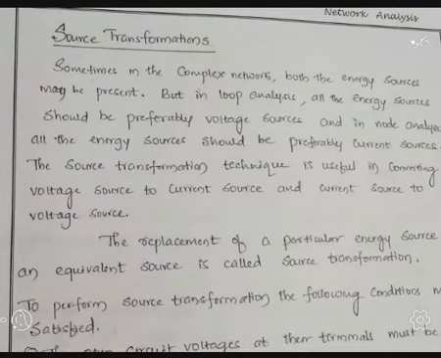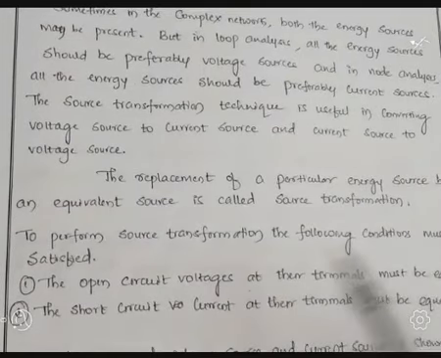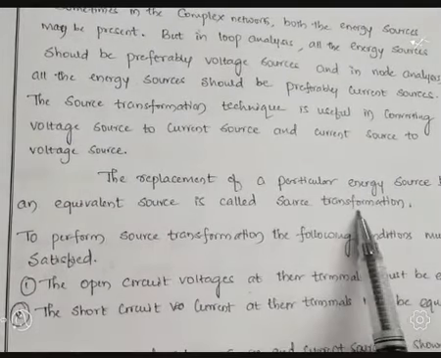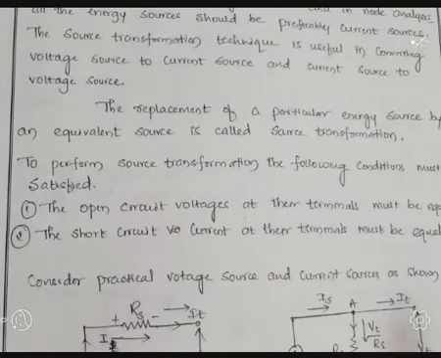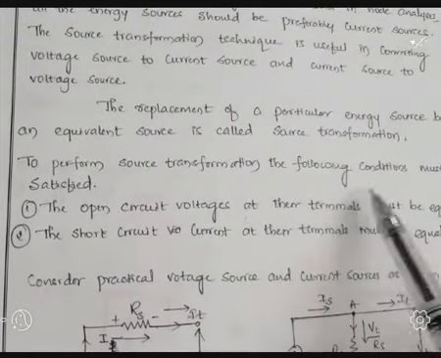I will repeat. In loop analysis, all the energy sources should be voltage sources, and in nodal analysis, all the energy sources should be current sources. But sometimes it is a combination of these two sources, voltage source as well as current source. At that time, we make use of the source transformation technique. Source transformation technique means converting voltage source to current source and vice versa. So the replacement of a particular energy source by an equivalent source is called source transformation. To perform source transformation, the following conditions must be satisfied.